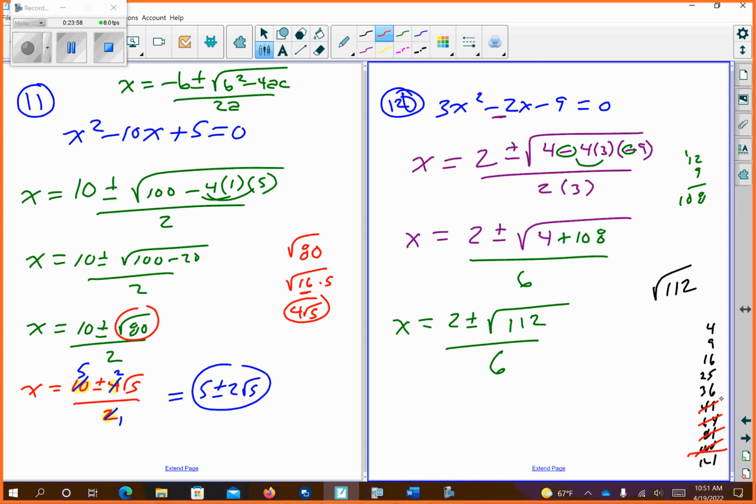36. Close. I believe 36 times 3. Nope, that's not going to work. That's 108. Nope, that didn't work. 25 is not going to work. Let's see. Do you think 16 might work? 16 times, let's see, 2, 4, 6.